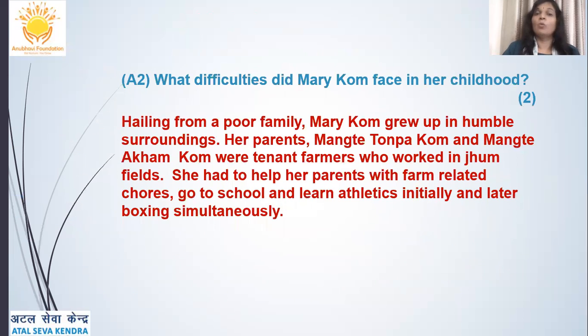Moving on. What difficulties did Mary Kom face in her childhood? You will again go back to the passage, read where her early life is mentioned, come back and answer. Hailing from a poor family, Mary Kom grew up in humble surroundings. Her parents, Mangte Tonpa Kom and Mangte Akham Kom, were tenant farmers who worked in jhum fields. She had to help her parents with farm related chores, go to school, and learn athletics initially and later boxing simultaneously. So all the aspects which reflect on the difficulty she faced, you have to write in your answer. All right.